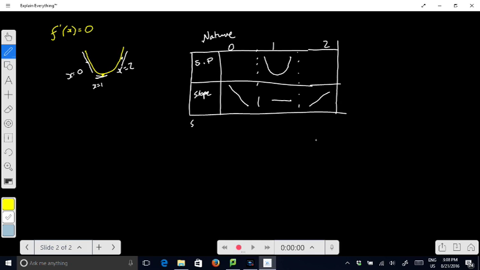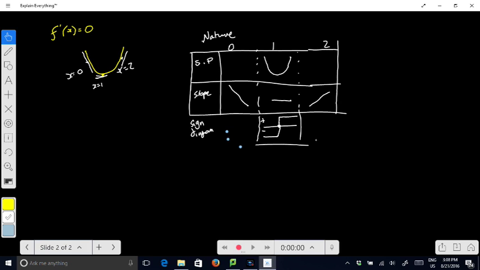We can also look at the sign diagrams. We've got positive and negative. What happens before? Our gradient is negative, at the point is our turning point, and it changes to positive. So that would be our sign diagram for a local minimum.